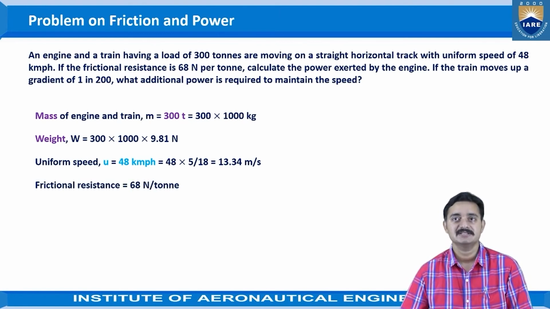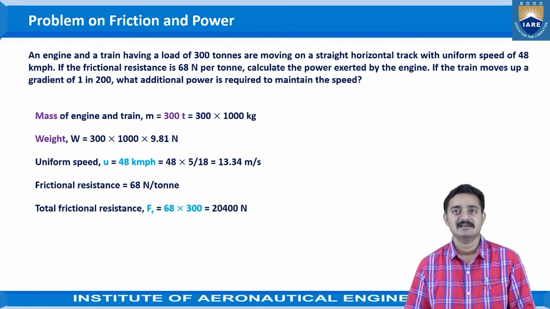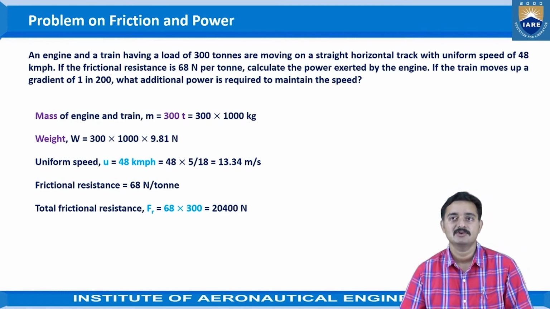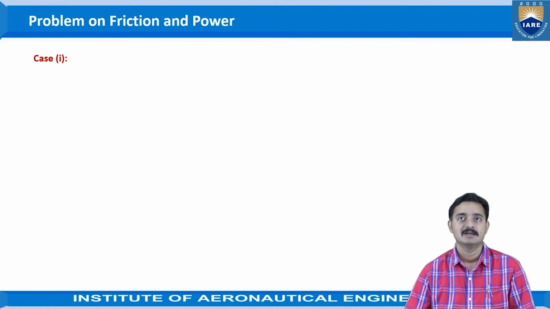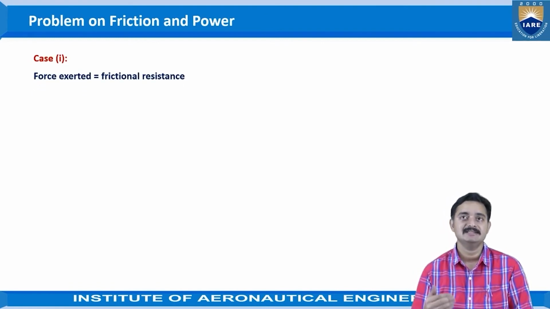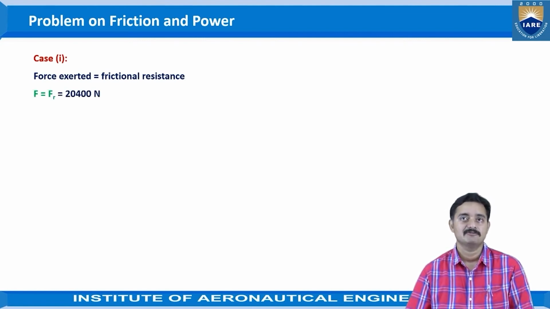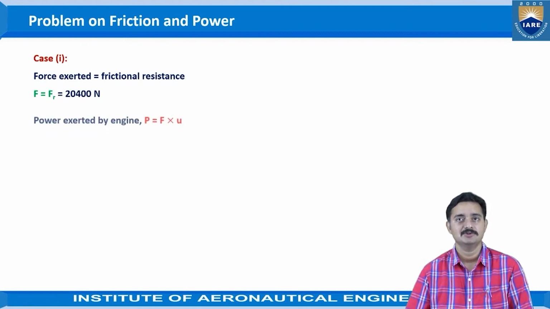Then the frictional resistance is given as 68 newtons per ton. So total frictional resistance can be obtained as Fr is equal to 68 into 300, that is equal to 20400 newtons. Now consider case 1, where the force exerted by the engine is equal to the frictional resistance. If we overcome the frictional resistance, then the train will move. So that force exerted can be represented as Fr is equal to 20400 Newton.